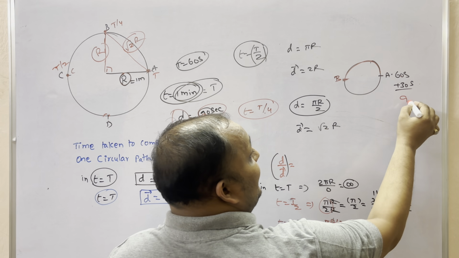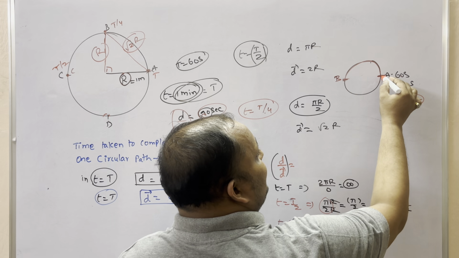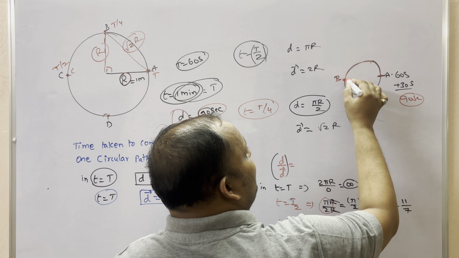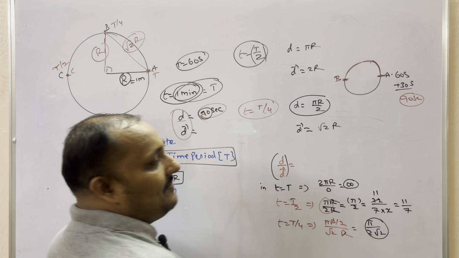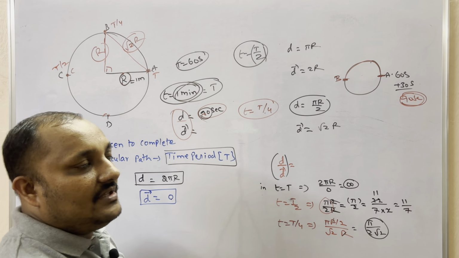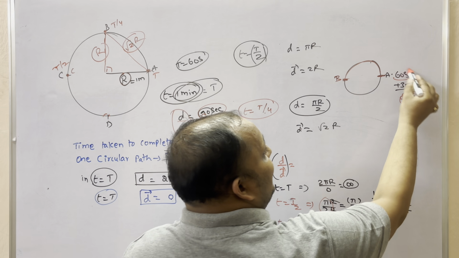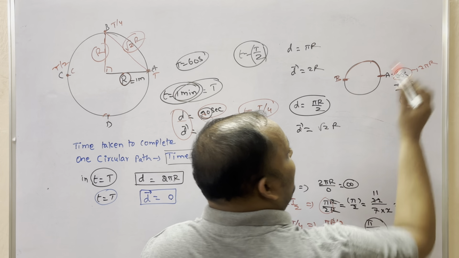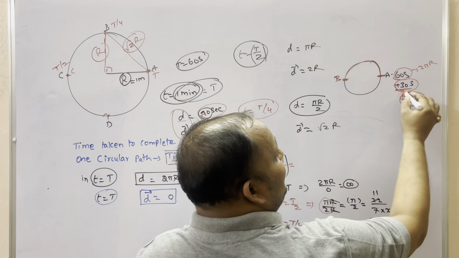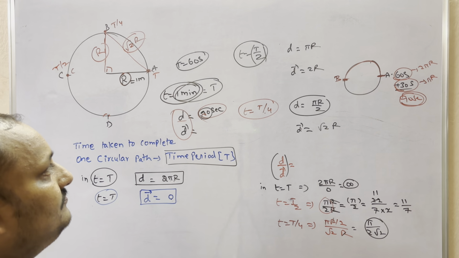After 90 seconds time, if it is starting at A, after 60 seconds it is at A, after the 30 seconds again it is at B. Which means after 90 seconds it is coming to B. Therefore, what is the distance? In 60 seconds it is going to be 2 pi r. In another 30 seconds it is going to be pi r, correct?